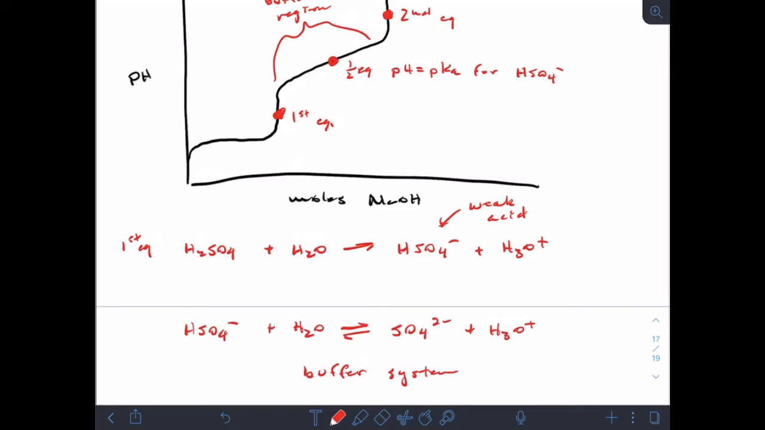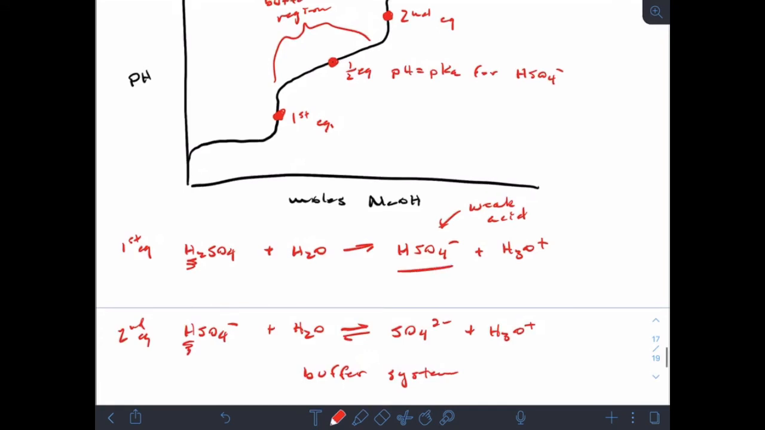Right, so our first equivalence point is neutralizing this first proton. And our second equivalence point is neutralizing the second proton. And in between, we have our weak acid HSO4 minus, which is where we get the ramp of the buffer region. Okay, so that's going to do it for this video. On our next video, we're going to leave acids and bases and start talking about solubility.